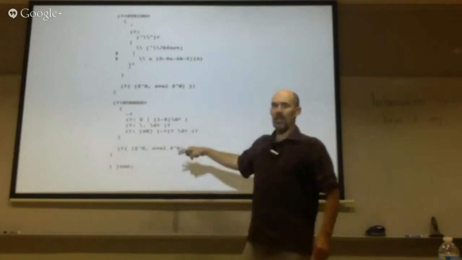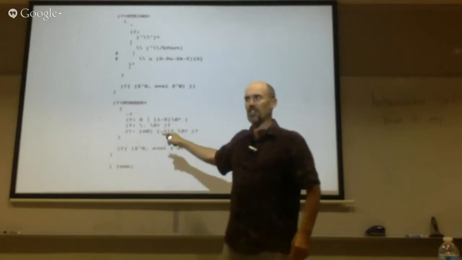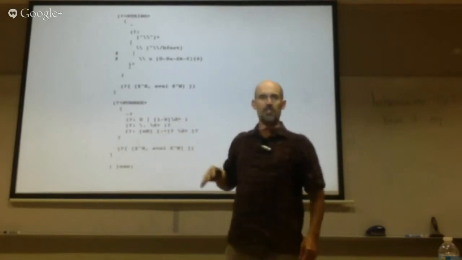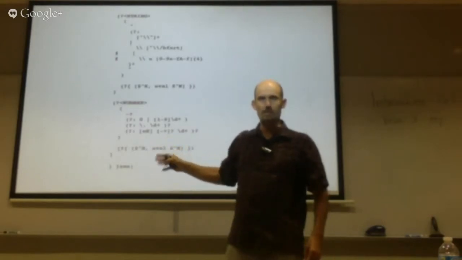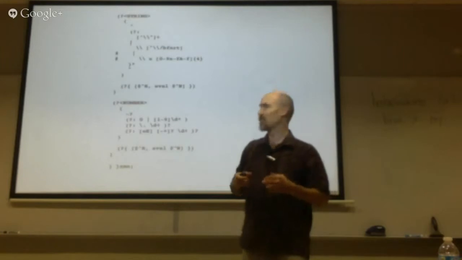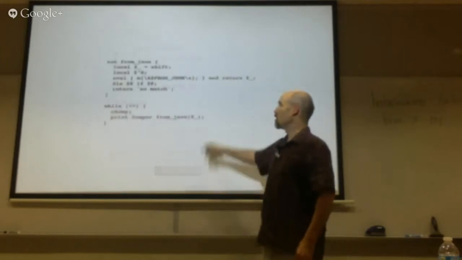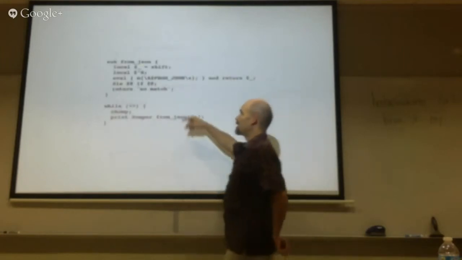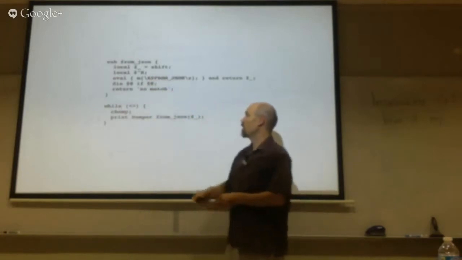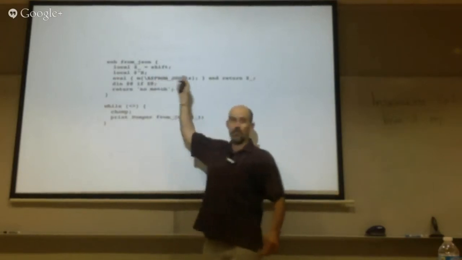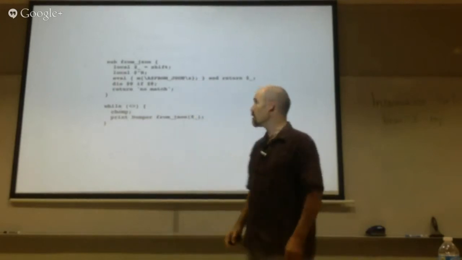Now, I'm going to talk about the features that are in here without going through this particular regular expression, because this one is really tricky. But I want to go through each of the features that this thing has. So here's how he calls it. He has this thing called from_json. He takes in something and puts it in $_. He localizes this variable $R, which we'll see in a moment.